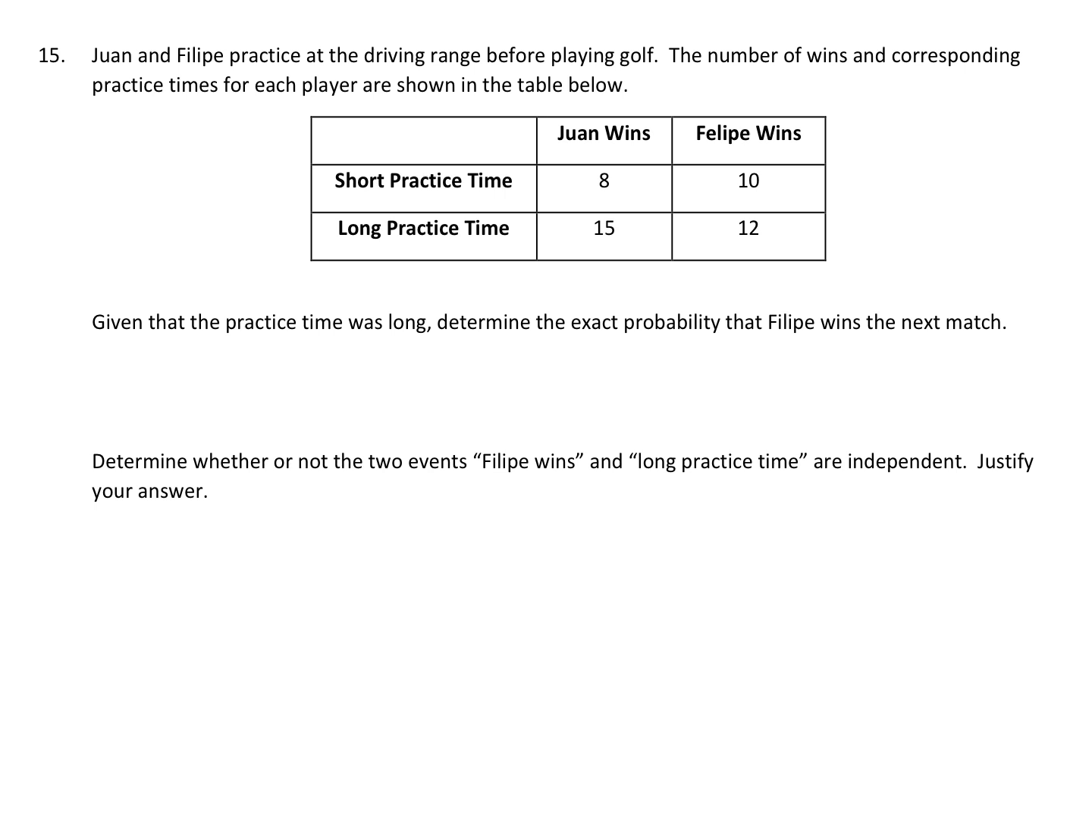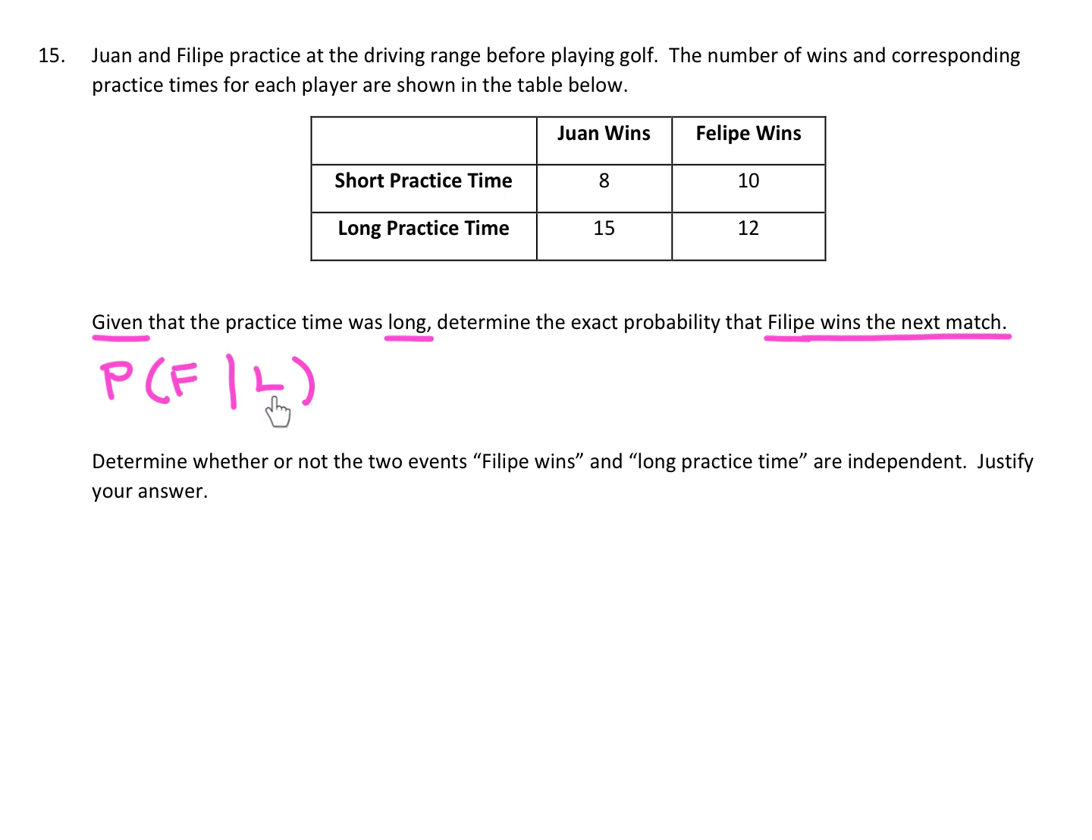Okay, so now number 15. Juan and Felipe practice at the driving range before playing golf. The number of wins and corresponding practice times for each player are shown in the table below. This first part says, given the practice time was long, we have to determine the exact probability that Felipe wins the next match. Since they put the word "given" first, let's think about this. Doesn't this symbol mean given? We're given long, and we want to know the probability that Felipe wins. So we're finding the probability of Felipe given long.